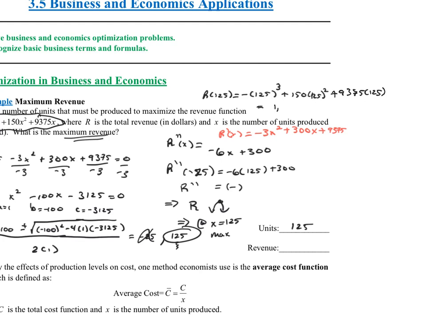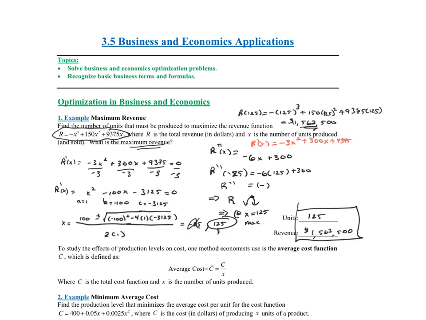I'm getting $1,562,500. So that would be my maximum revenue, $1,562,500. And that ends example number 1.